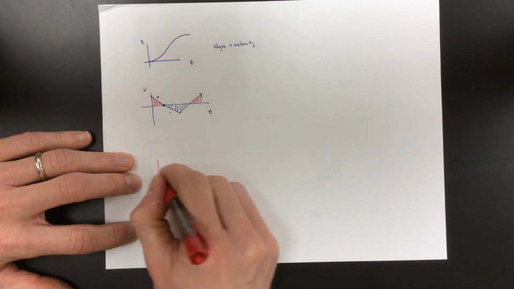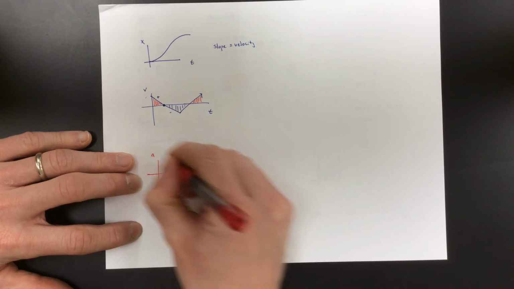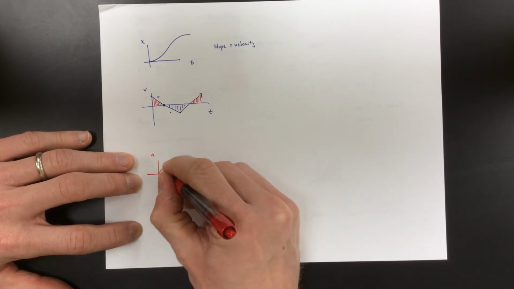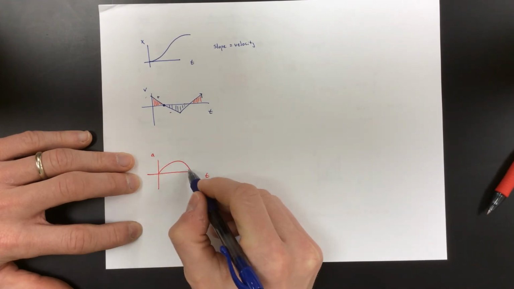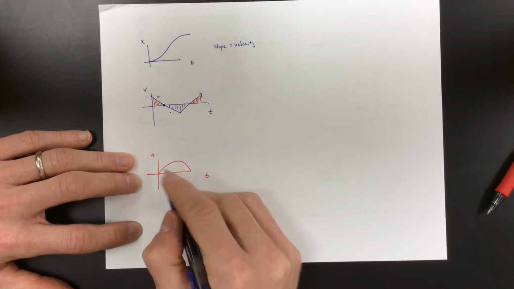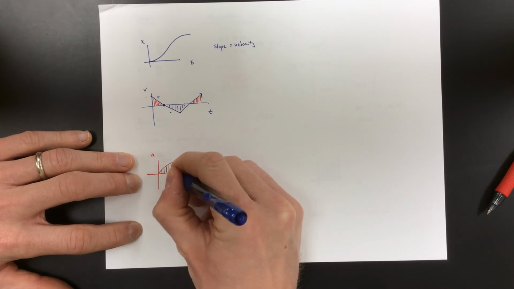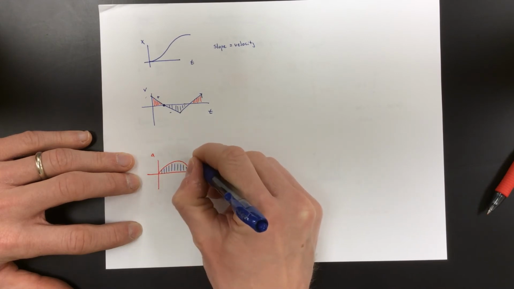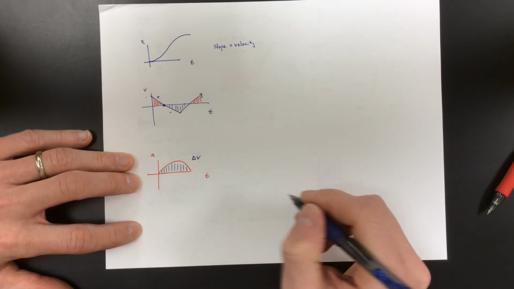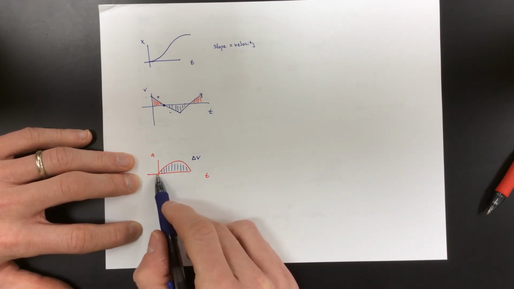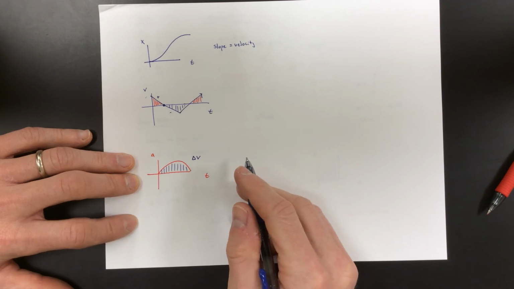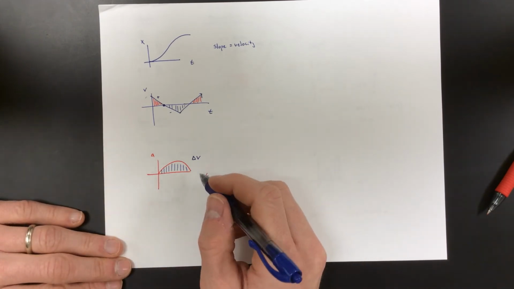I could look at an acceleration graph. If I looked at an acceleration graph, maybe the acceleration looked like that. This is me always having a positive acceleration. See how acceleration is always above the x-axis? And the accumulation of that acceleration would be how much I increased my velocity by. Increased because this is a positive area. If the acceleration was negative, then it would have been a decrease. And so we connect those things.